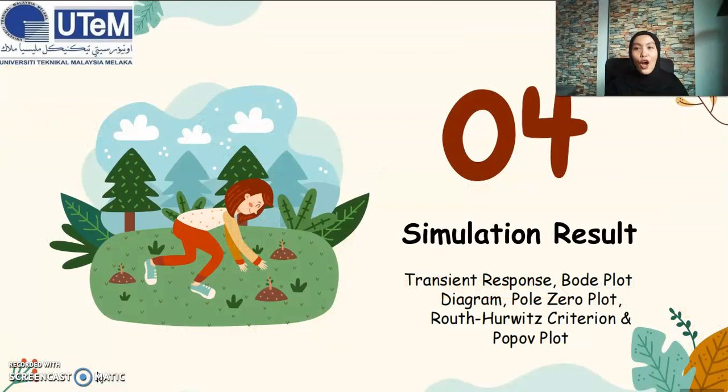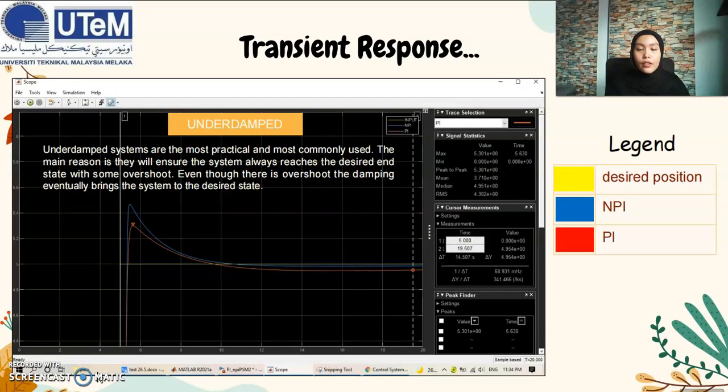The simulation result focuses on transient response, Nyquist plot diagram, pole-zero plot, Routh-Hurwitz criterion, and Popov plot. For the transient response, as you can see, this is the result from Simulink. Shown are the DEM systems. DEM systems are the most practical and most commonly used. The main reason is they ensure the system always reaches the desired end state with some overshoot. Even though there is overshoot, the damping eventually brings the system to the desired state.